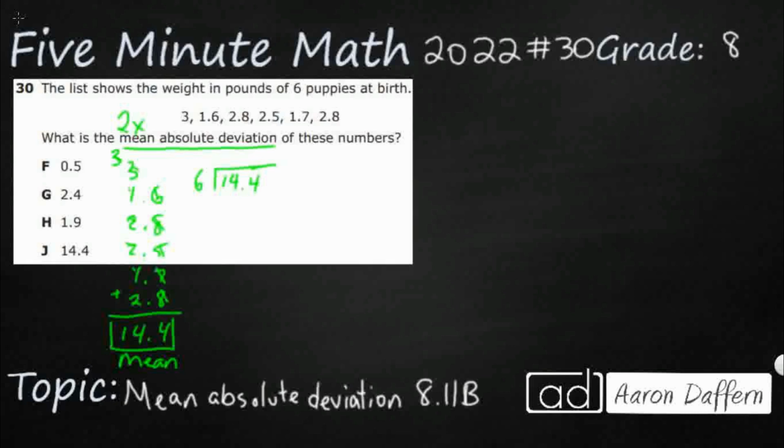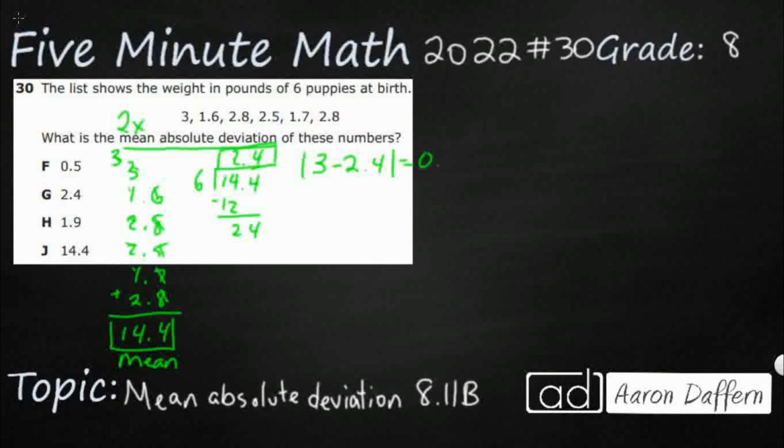14.4, because there's 6 different values, all right? So that's going to be 2.4. All right, so that goes in nice. This is our first mean. And then what we do is we subtract each of these from the mean, right? And so we subtract the mean from that, and we find the absolute value, right?